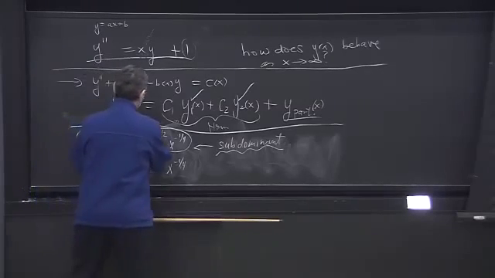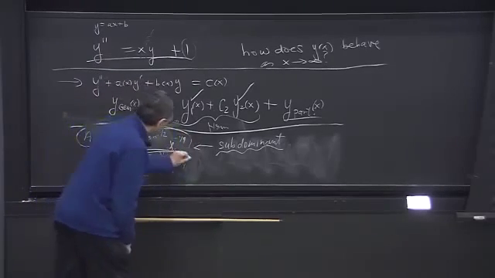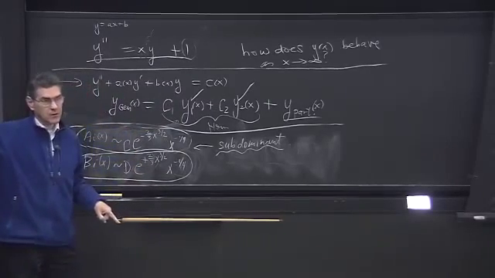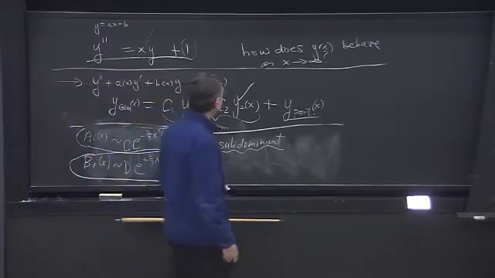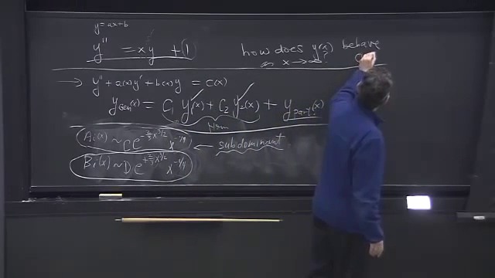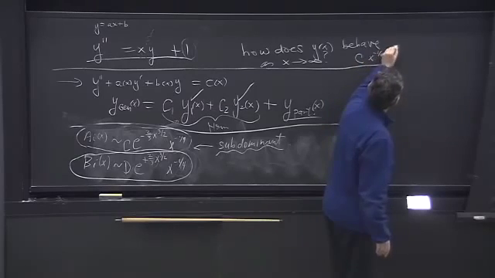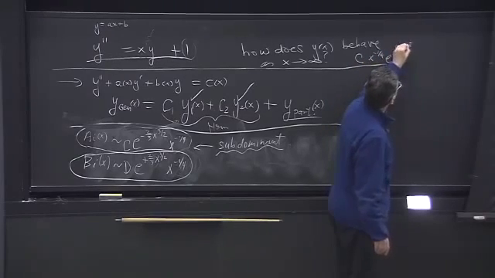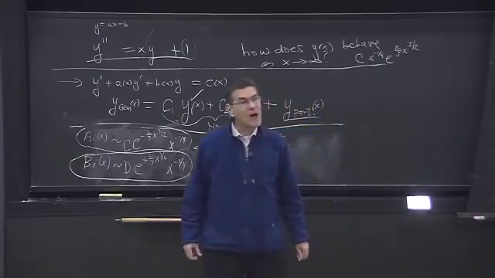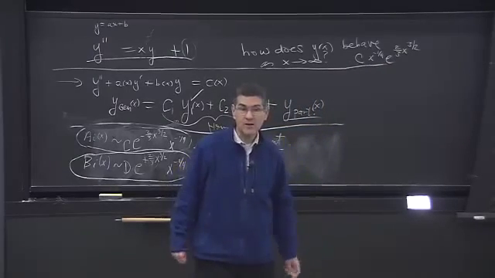Sorry, I circled it. It behaves like this, and this is not here, and this is not here. So the answer to the guy's question is, how does it behave? It behaves like some constant times x to the minus 1/4 times e to the 2/3 x to the 3/2. So this is growing very, very fast. The guy says to you, did you understand that?